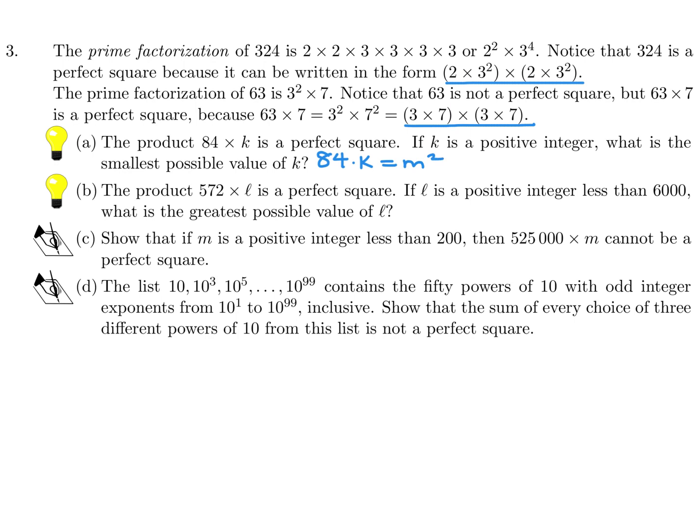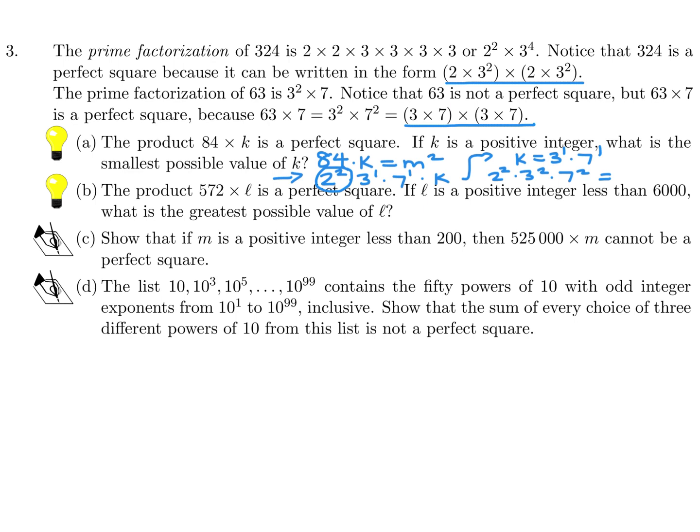Well, 84, the prime factorization is 2 to the power of 2 times 3 to the power of 1 times 7 to the power of 1, and then you got this k. Well, this is already a perfect square. In order to make the rest a perfect square, this k has to have at least a 3 in it and at least a 7 in it. Because if you do that, then this whole thing here would become 2 squared times 3 squared times 7 squared.